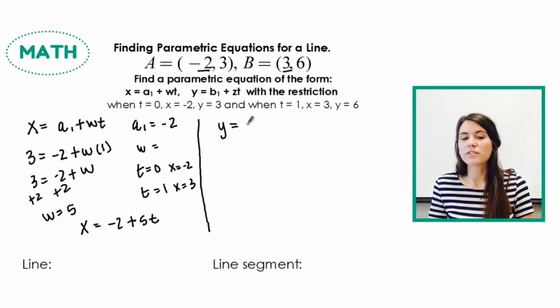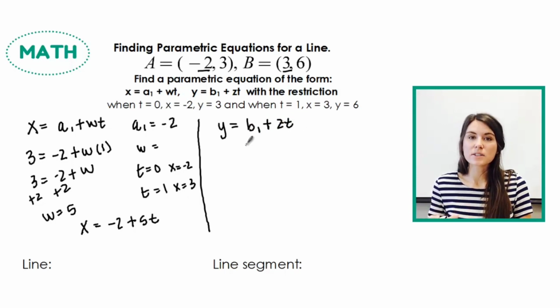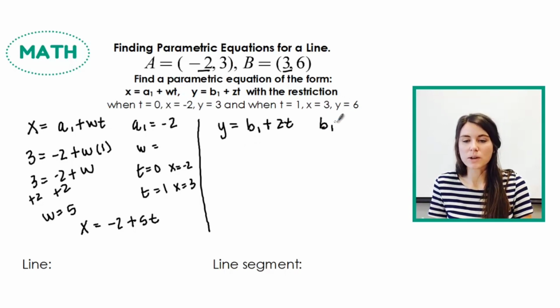Then I do the same thing for y. So y is equal to b1 plus zt. And again, I have similar restrictions. My b1 is my initial y value, so I'm going to say that is 3. And then I have a z that I don't know, so I'm going to write down z. I'm trying to find that.